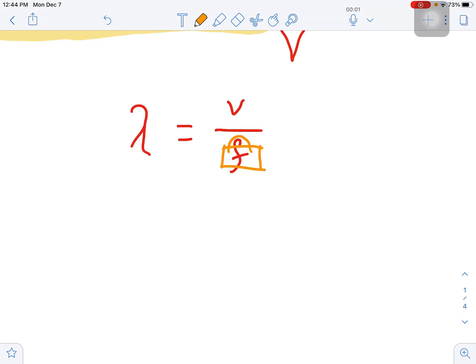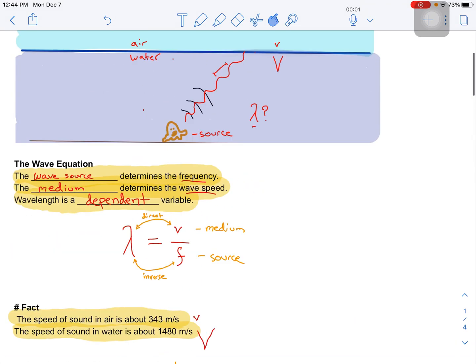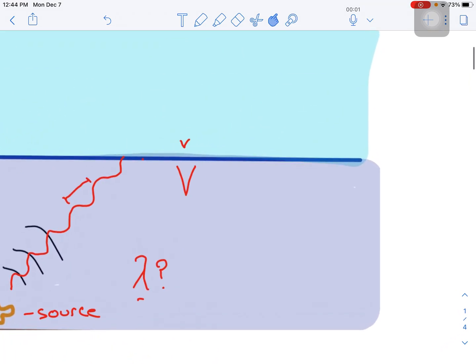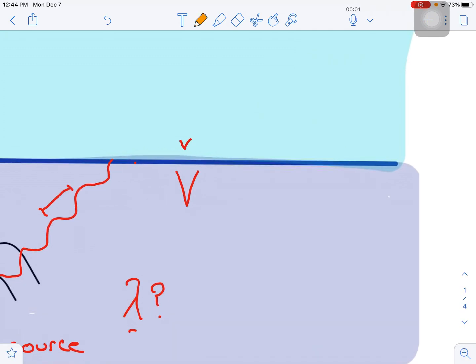The velocity, the wave speed, that does change. It decreases when the sound goes from water to air. And so if the velocity decreases, then the wavelength also decreases because of the direct relationship between velocity and wavelength. Real simple. If velocity decreases, so does wavelength. So we have the answer to our problem here. What happens to the wavelength? It will decrease.